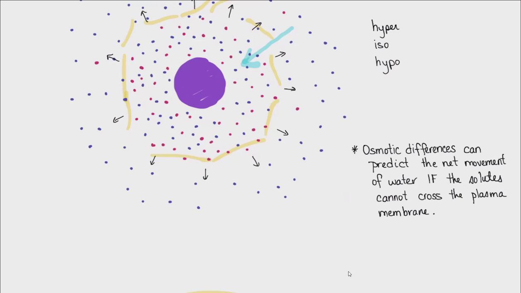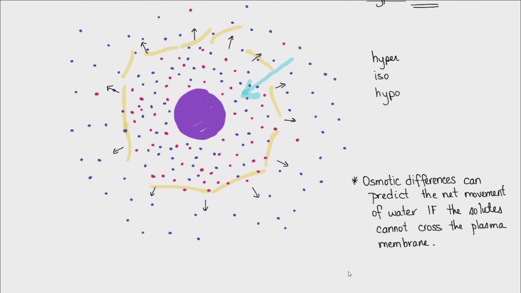But if the solutes can cross the plasma membrane, then the osmolarity will not alone tell you which direction water will move. So while osmolarity gives you a snapshot in time about the differences in overall solute concentration, they are only a piece of the puzzle if the solutes can in fact cross the plasma membrane. So let's take a look at what I mean.